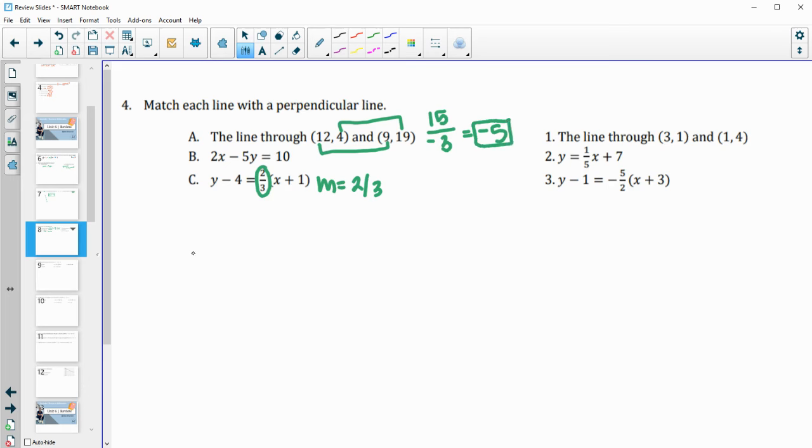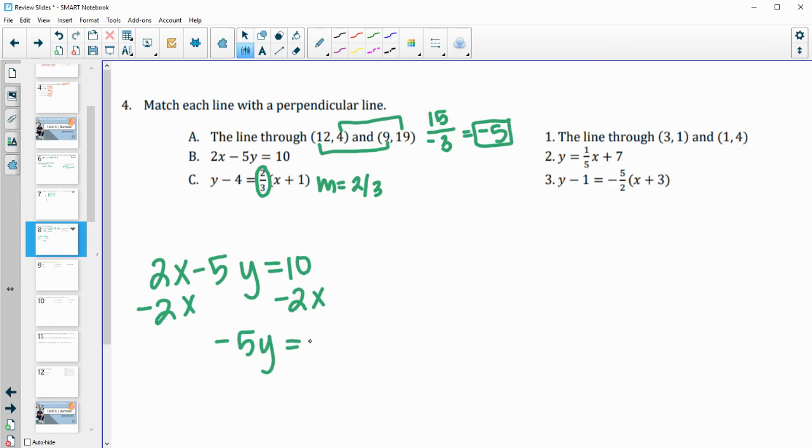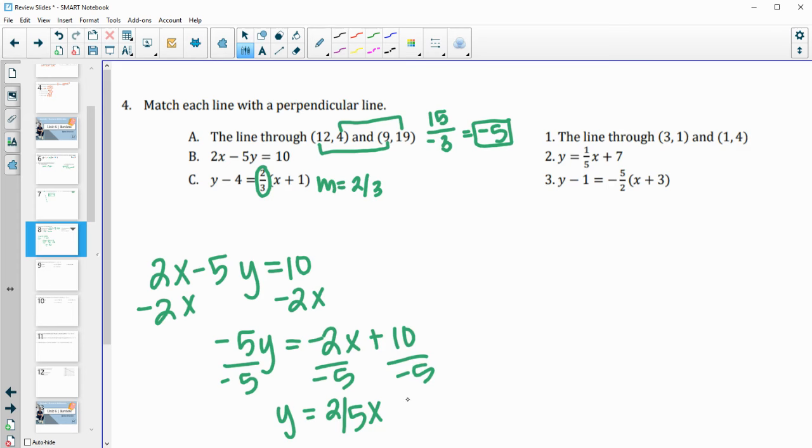For part B, you would solve this and get it into slope intercept form, which means solved for y. So we'll subtract 2x from both sides. So we get negative 5y equals negative 2x plus 10. Then we would divide everything by negative 5. And you'd get y equals negative over negative is a positive 2/5 x. And then 10 divided by negative 5 is negative 2. So this one has a slope of 2/5 for part B.